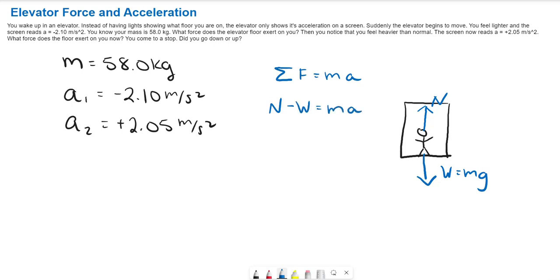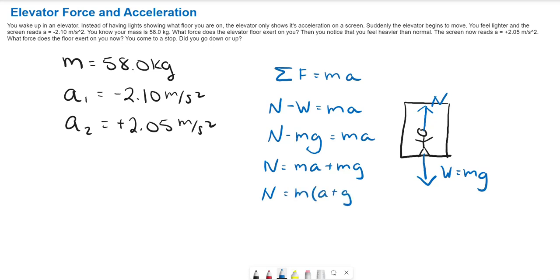For this problem, we're just going to write this as N minus mg, since we know our mass. We're trying to find the normal force here, so all we have to do is move mg over to the other side. We're adding mg, and then we basically have an equation for the normal force. Normal force equals ma plus mg. You can make this a little bit simpler by saying N equals m times a plus g. So we can just plug in our values for these two different parts.